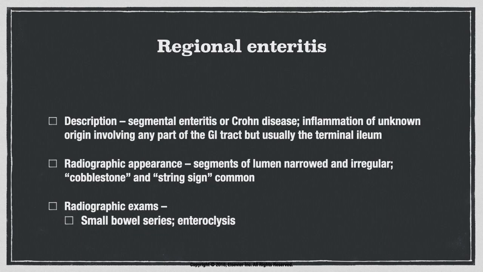Regional enteritis, segmental enteritis, or Crohn's disease, inflammation of unknown origin involving any part of the GI tract, but usually the terminal ileum. Segments of the lumen are narrowed and irregular, which gives you a cobblestone appearance or a string sign, which is common. Again, a small bowel series and enterocolitis.